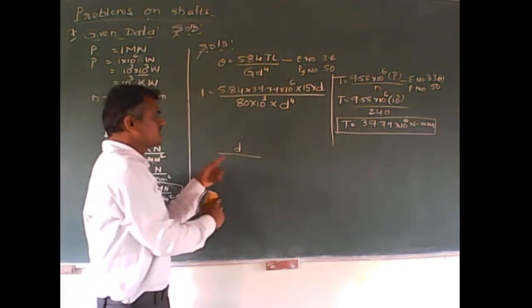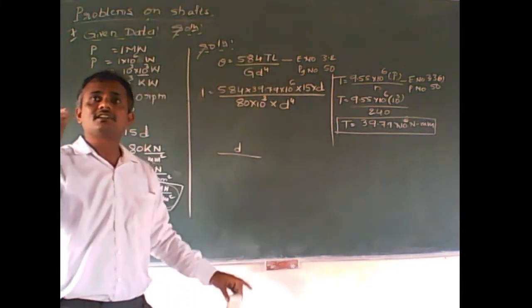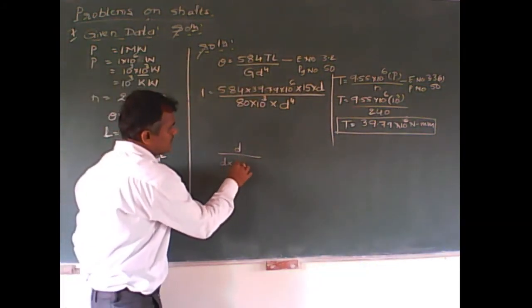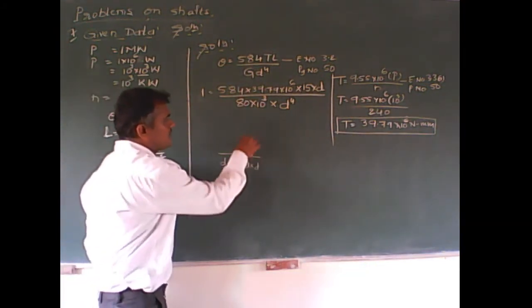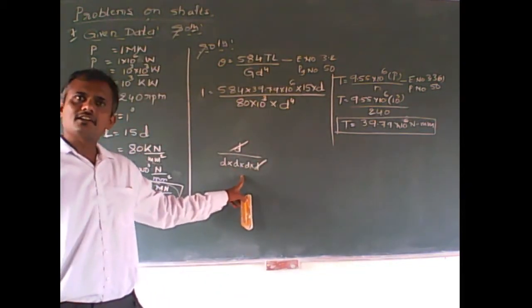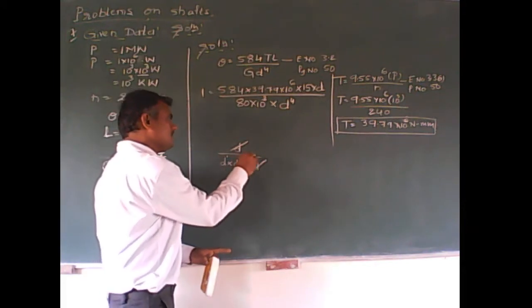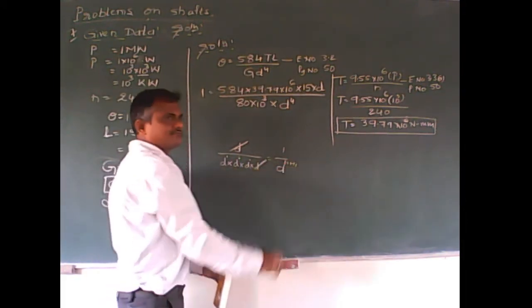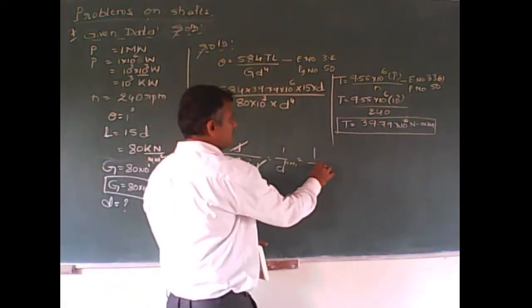Instead of D raised to 4, I can write it as D written 4 times: D into D into D into D. So 1 D will get cancelled. What is the remaining? 3 D's are there, so it becomes 1 by D raised to 1 plus 1 plus 1. It is 1 divided by D cube.